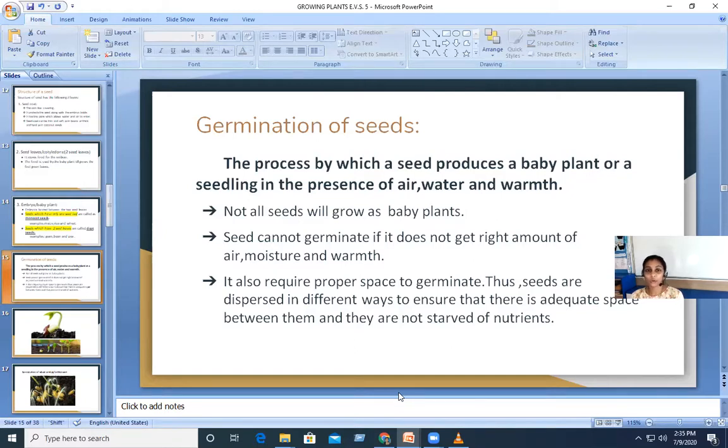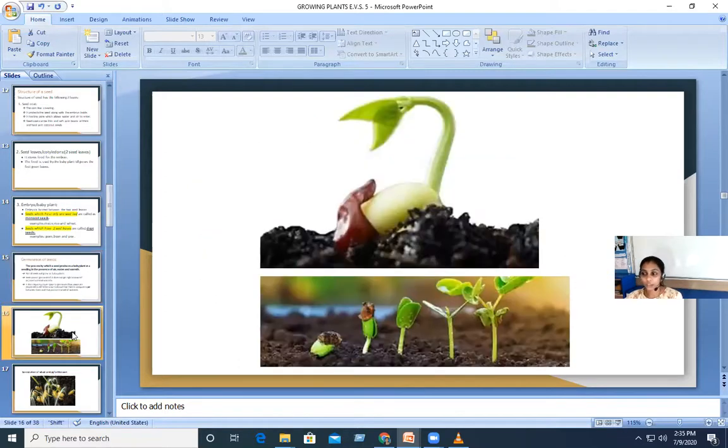When they grow, they require more space. It's like putting 100 students in one small room. Can you all breathe? Can you all move? No, right? We'd be fighting each other for space. In the same way, seeds need to be dispersed so that all the conditions are satisfied and they get proper sunlight, nutrients, air and water. So this is about seed germination.